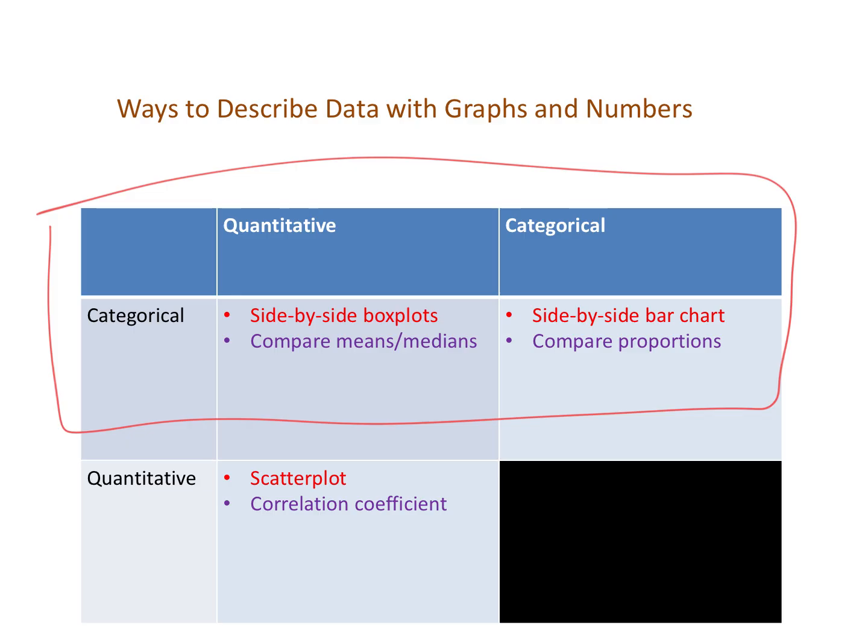Keep in mind, when you have a quantitative and a categorical variable, use side-by-side box plots to see graphically if there's association, and compare means or medians numerically. If both variables are categorical, we can make a side-by-side bar chart and compare relevant proportions.